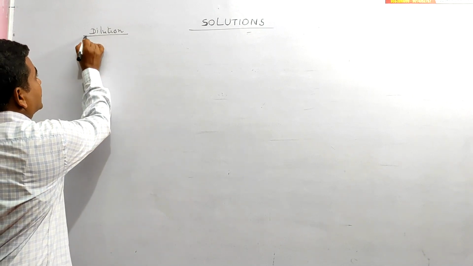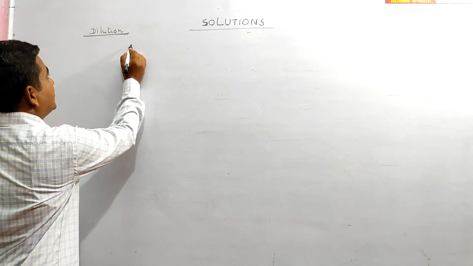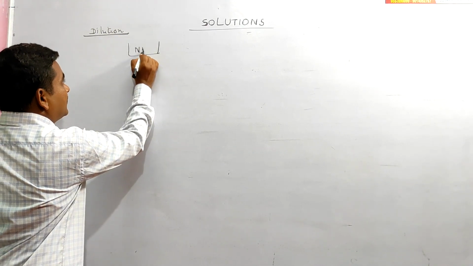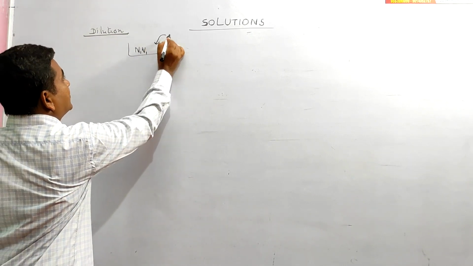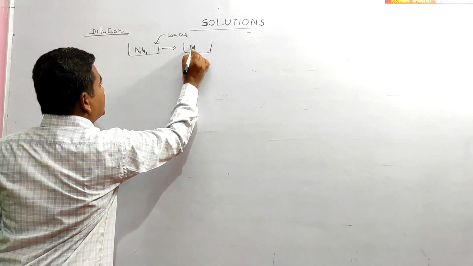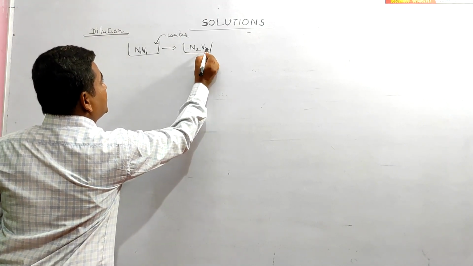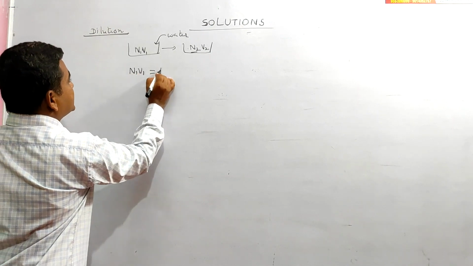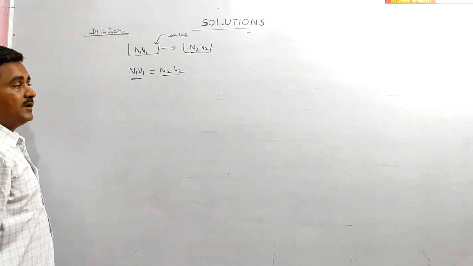Now we have to calculate normality when dilution takes place. Suppose there is solution of normality N1, volume V1. Water is added. We got diluted solution. We have to find its normality. Its normality N2 and volume V2. What is its normality? How can we find? N1V1 is equal to N2V2, after dilution, and this is before dilution.